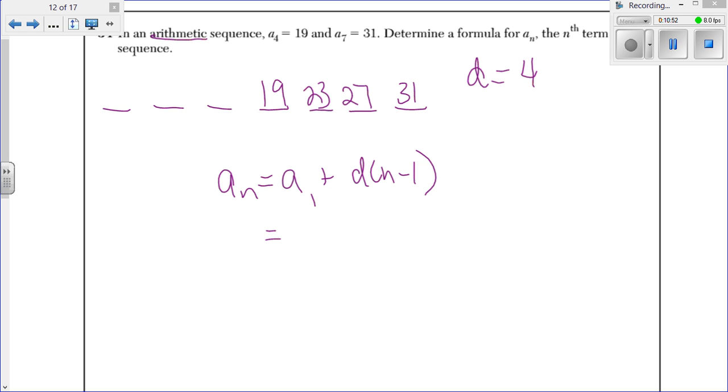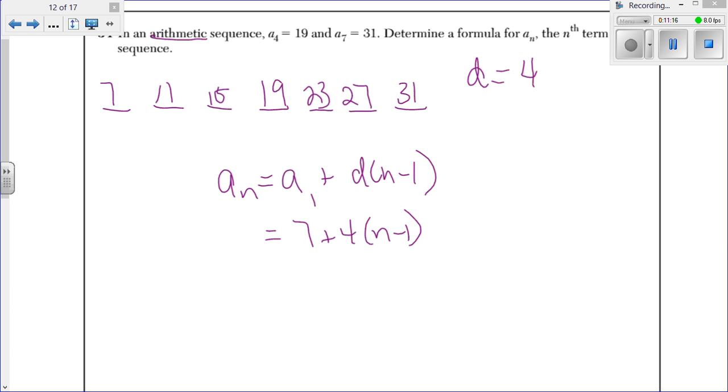So we also have to figure out the first term, which they did not give us, so we're just going to subtract 4. So 19 minus 4 is 15. Minus 4 again is 11. Minus 4 again is 7. So I have to add 4 to everything I need. So 7 plus my common difference, 4, times n minus 1.